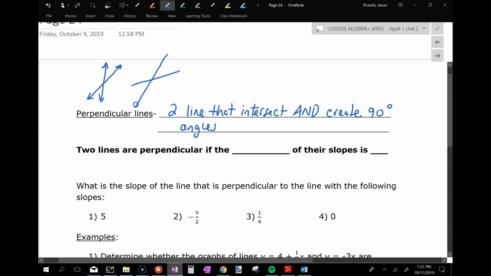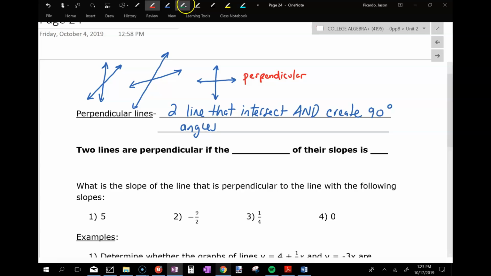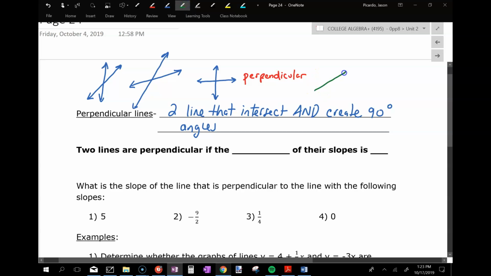These two lines, obviously, do they form... are they not? They're not making a 90. Do they make a 90-degree angle? These two lines, perpendicular. Right? They literally have to look like that. They have to look like this, right? So, yeah, like a crosshair.